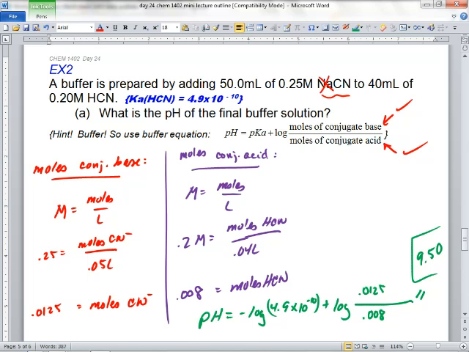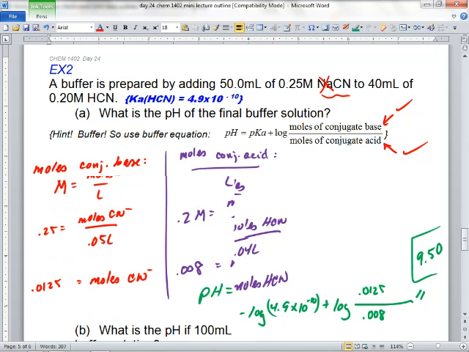I start with the 0.0125 divided by 0.008. Hit equals, log, and then I do the 4.9 times 10 to the negative 10, log, hit the plus minus button, I'm done. But you know what? If you're not so comfortable with the calculator, just do it in steps, it's fine. Everybody comfortable with 9.5? Alexa, did you get it? Okay, good deal.